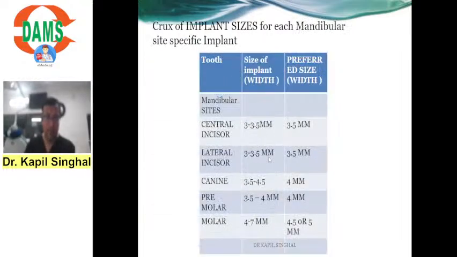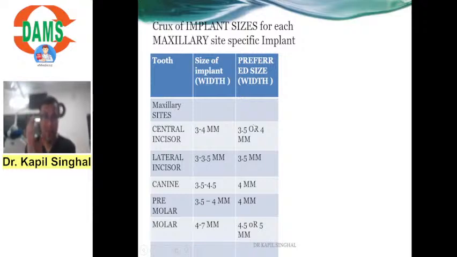Now they can ask you an MCQ: what is the recommended size of the implant in a maxillary tooth? I have given a chart: when I am placing an implant in a maxillary central incisor, the size range is between 3 to 4 millimeters, and the preferred diameter is 3.5 or 4 millimeters. Similarly, for a lateral incisor, it is in a range of 3 to 3.5 millimeters. This is the width, and the ideal size is 3.5. If you get a range, you can select from the range. If you get only one option to choose, this is the best option to choose also.